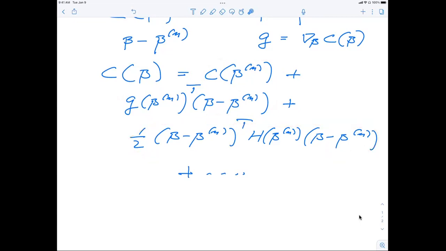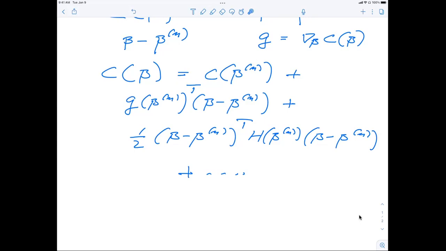Now, this is obviously a little bit different from what you would have if you had scalar quantities only. So the betas are vectors, H is a matrix, the gradient is a vector, and C of beta of n is just a scalar. So when we take the transpose of G multiplied with beta minus beta of n, this becomes also a scalar, because it is just the inner product between the vector for the gradients and the vector for the parameters beta.